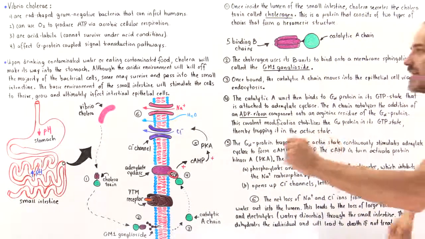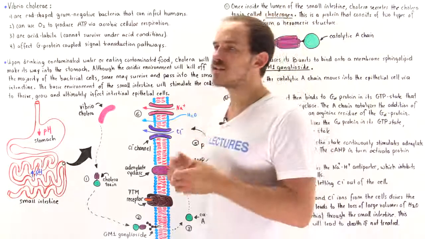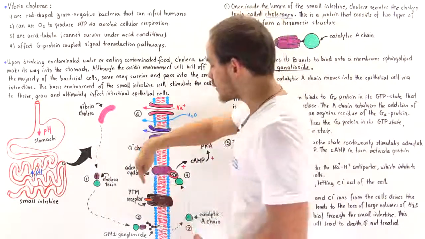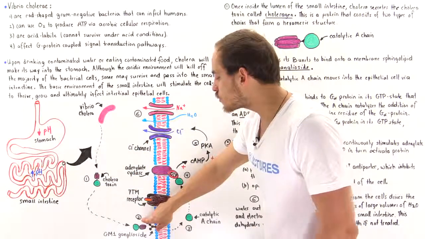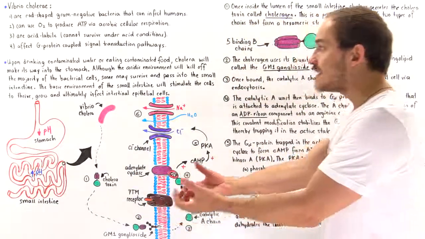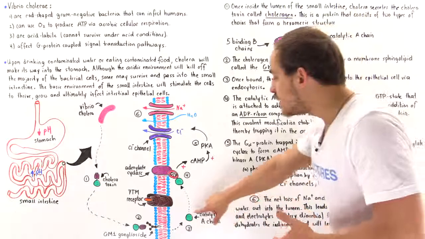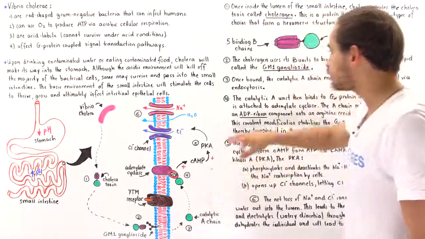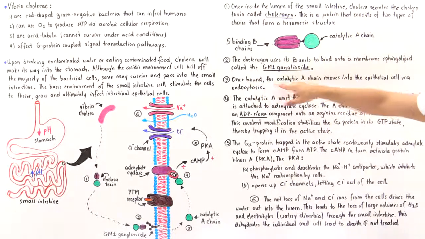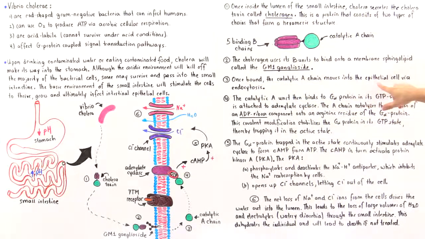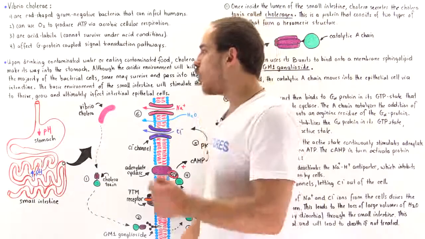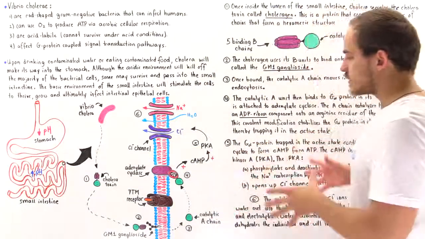And once they bind, an endocytosis process takes place in which the cell membrane basically invaginates and it engulfs this structure. And what happens is once that engulfing process takes place, this catalytic A chain is released into the cytoplasm. So once bound, the catalytic A chain moves into the epithelial cell of the small intestine via the process of endocytosis. Now, what happens once it makes its way into our cell?